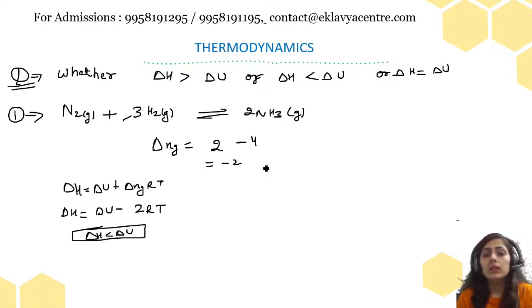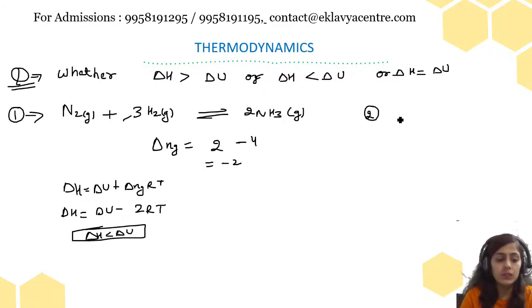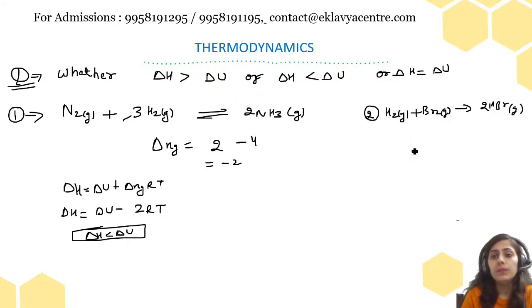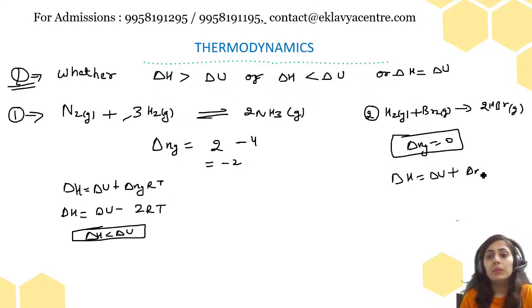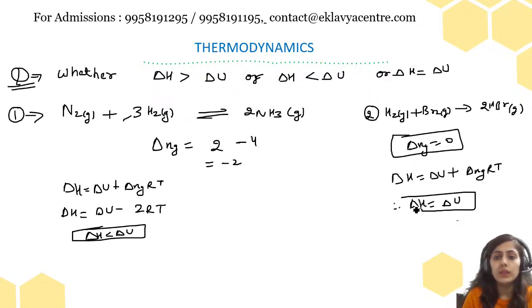Right? Suppose we have this equation, H2 gas plus Br2 gas gives 2 moles of HBr. Now the value of delta Ng in this will be 0, and so delta H is equals to delta U plus delta Ng RT. Since delta Ng is equals to 0, therefore delta H is equals to delta U. This is how we have to do these questions, right?